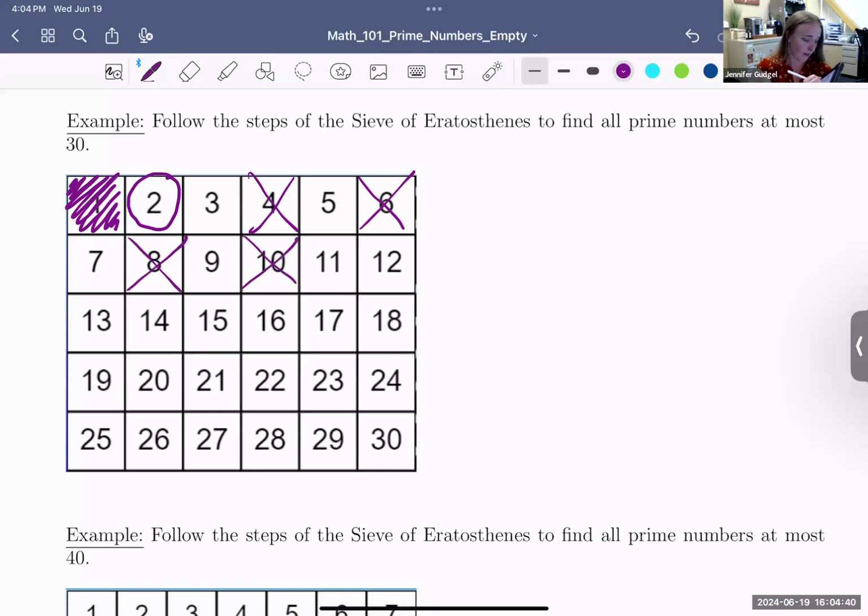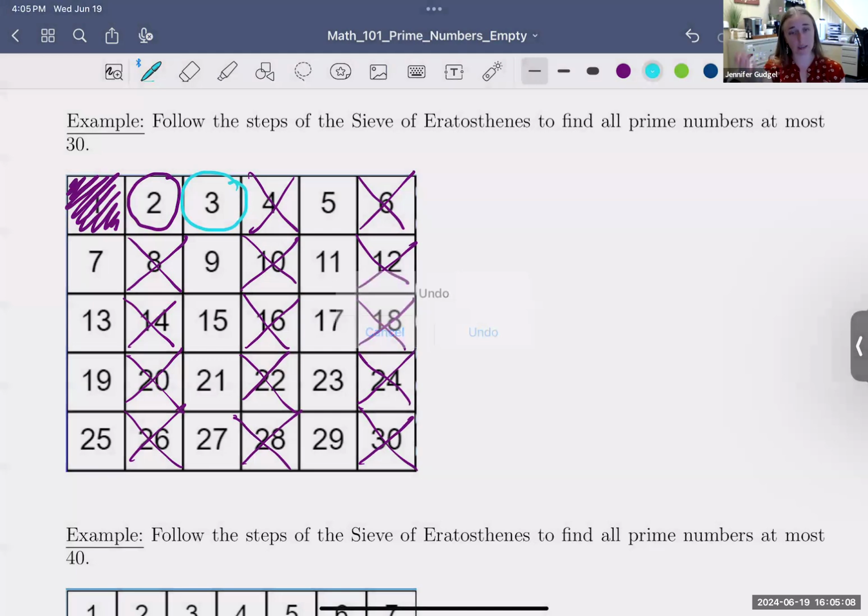2 times 5, 2 times 6, 2 times 7, 2 times 8, 2 times 9, 2 times 10, 2 times 11, 2 times 12, 2 times 13, 2 times 14, and 2 times 15. Once you get to the end, you start over again. We circle the next prime. The next uncrossed out value is also going to be a prime. So 3 is a prime number.